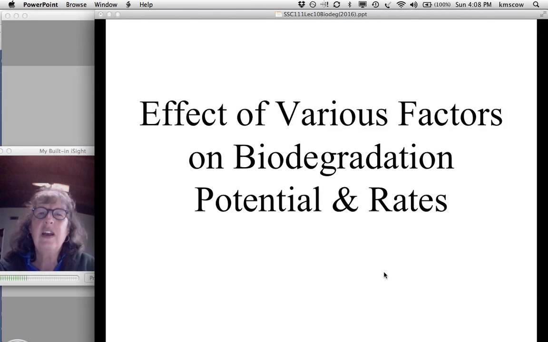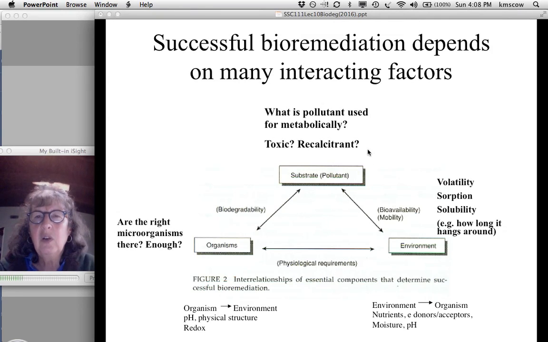So we looked at 3 kinds of ways that microbes use pollutants in different reactions: primary substrate utilization, co-metabolism, and as an electron acceptor with reductive dehalogenation. Okay, effects of different factors on biodegradation potential and rates. So when we're looking at bioremediation, we can't just look at the relationship of the pollutant with the organism, right? That's not in soil. You have to deal with the environment.